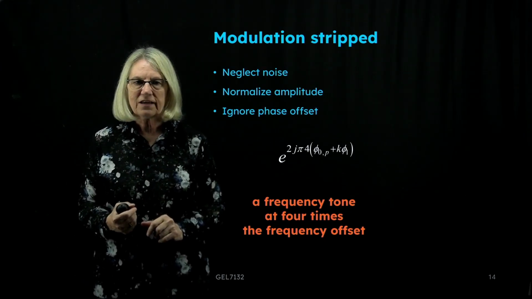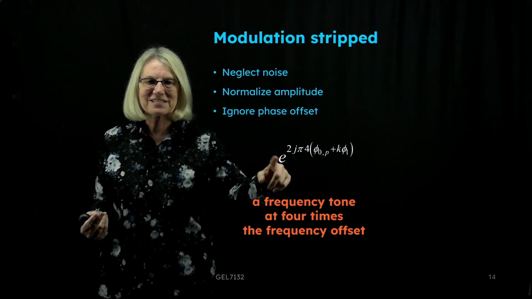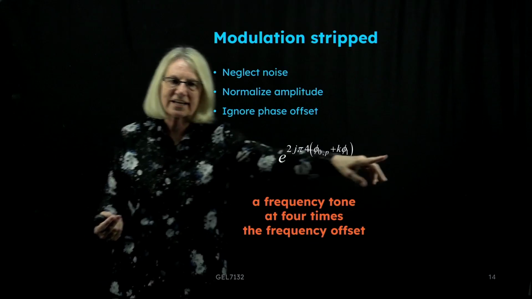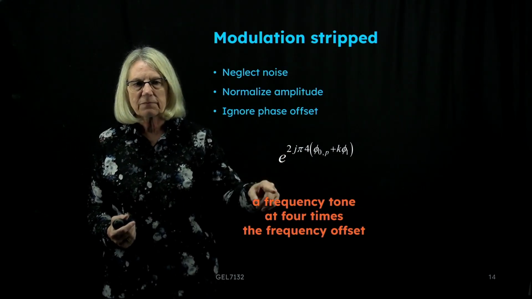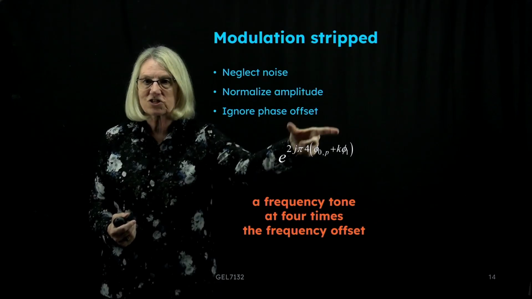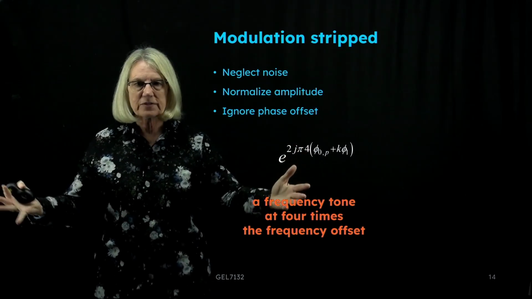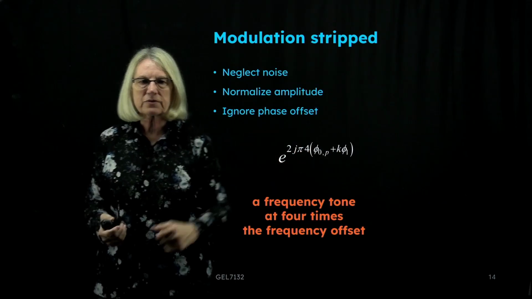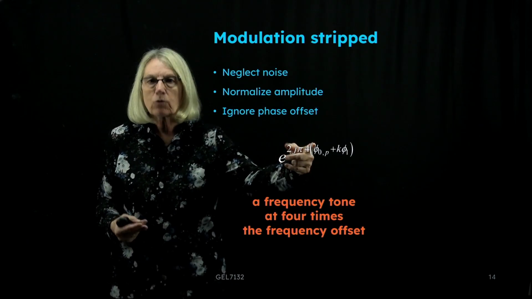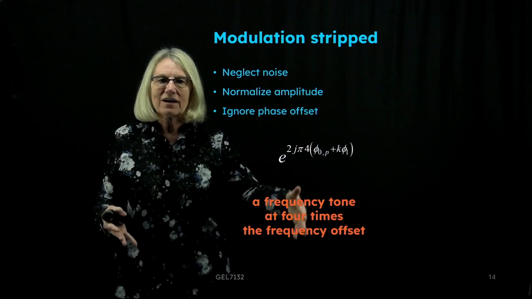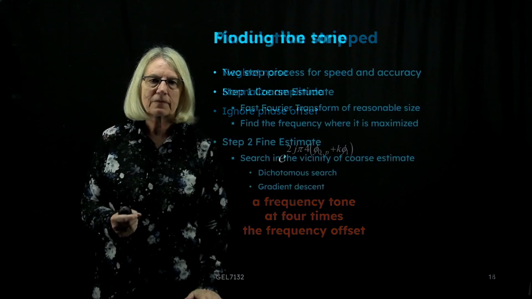So essentially, after we've done those approximations, I still have my offset here, but I've neglected the noise, put the amplitude to 1, and basically I have something which is a tone. This is just a complex exponential, which is one frequency, but it's at 4 times the frequency of the true offset. Of course, if I only look at the amplitude, this phase offset won't matter. That's why I can ignore it.